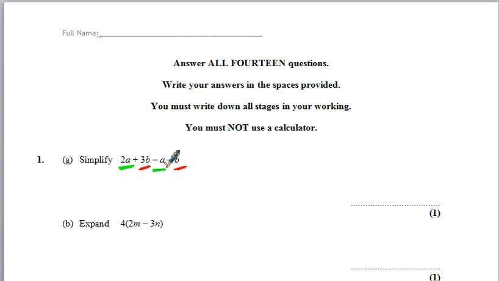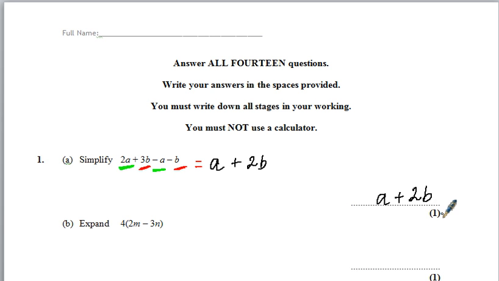2A minus A. There is no number at the front of A. It means it is just one A. So 2A minus A would be equal to 1A. I'm not writing 1A, I'm writing just A. 3B minus B. It means I'm subtracting 1B only. 3B minus 1B is 2B. A plus 2B. Okay, and here is the answer: A plus 2B. Don't forget to write your expression on the line again.